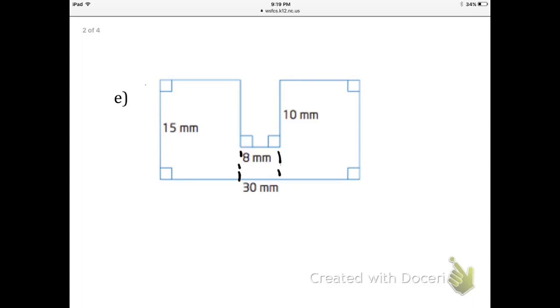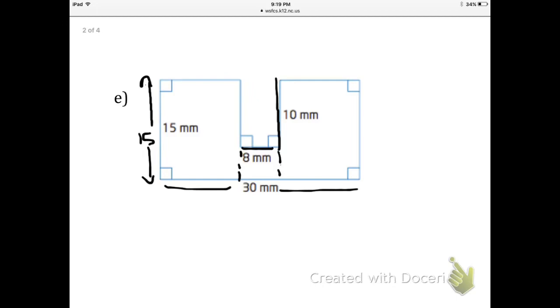Like I said, this 15 is indicating that this entire piece is 15. Alright, from here to here only is 10. Okay, and then the entire thing along here is 30. We should establish that first. So now this is where it can get a little tough. So we know that from here to here is 8, okay, and here to here is 10.